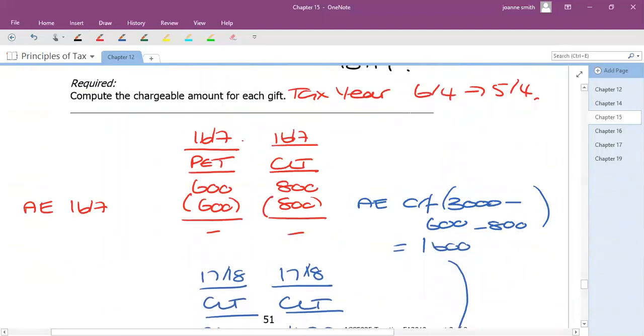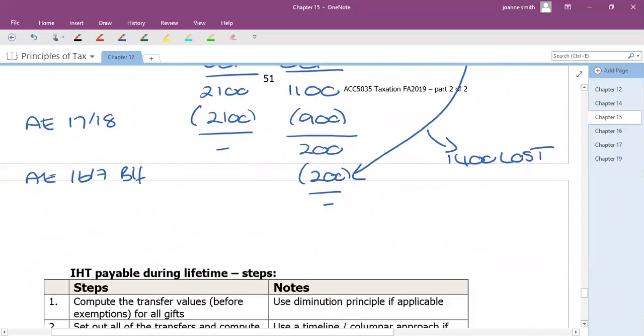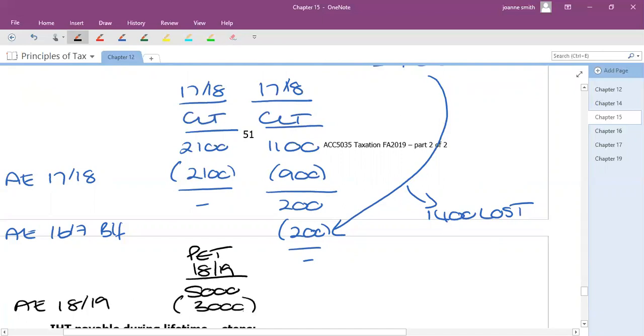The final year we've got there is 18-19. We've got a pet, which is 5,000. Annual exemption for the year is 3,000. And I haven't got anything brought forward because I used all of 17-18 and that has now expired because it's gone past a year. So the amount that's chargeable, unfortunately, is £2,000.